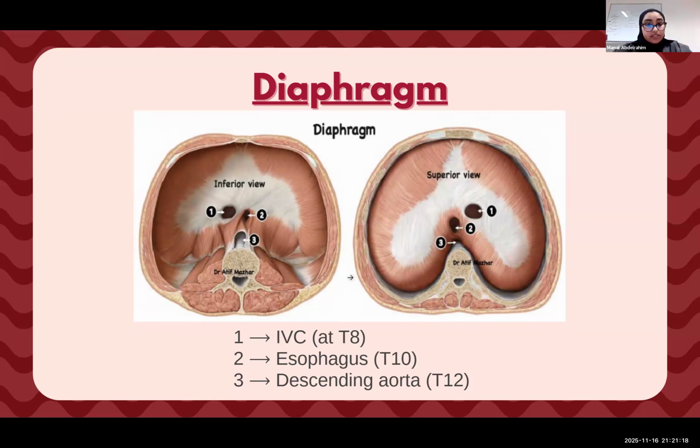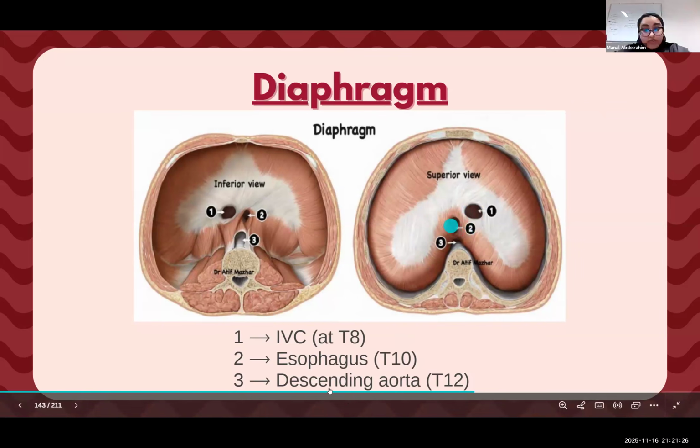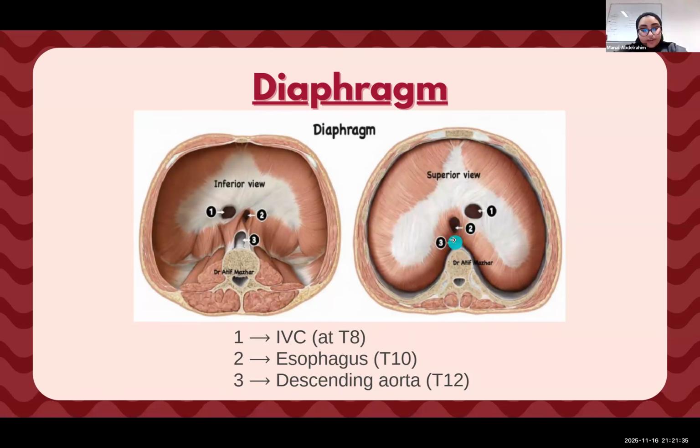Inferior vena cava is going to go through here, through the central tendon, at the level of T8. Esophagus is going to go at the level of T10, and it's going through the muscle, it's fine. Whereas the descending aorta is going to go at T12. Now, the descending aorta is very close to the vertebra. If you see something next to the vertebra, it's the descending aorta. Is that clear? Yes, it's clear. Thank you.